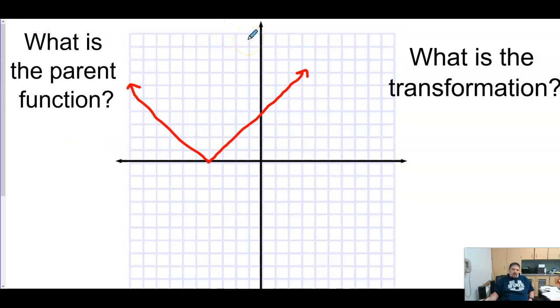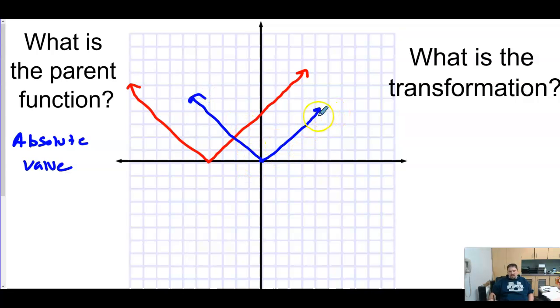Okay, here, what is this parent function? What's the V shape? Remember what the V shape was? V shape was my absolute value function. Okay, and if you recall, the absolute value function started at 0, 0, and then went diagonally to the right and diagonally to the left. So how did they get from the blue to the red? Well, it looks like they went 1, 2, 3, 4 to the right. So we went right 4 was the transformation.